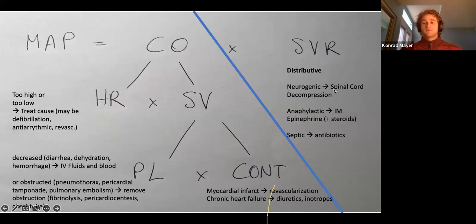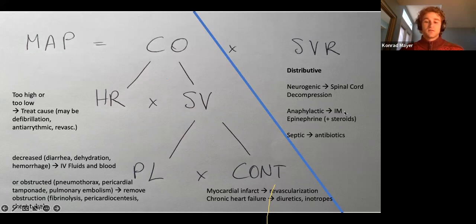The neurogenic is oftentimes spinal cord decompression is the treatment, because the tracts in the spinal cord have been harmed, and that's why we have a dysregulation of the sympathetic and the parasympathetic nervous system. So the treatment for this is very invasive. But for example, anaphylactic shock, which is a very common form of distributive shock, the treatment for this specifically would be epinephrine, the IM epinephrine pen, EpiPens. Or if somebody is septic, the treatment is antibiotics.